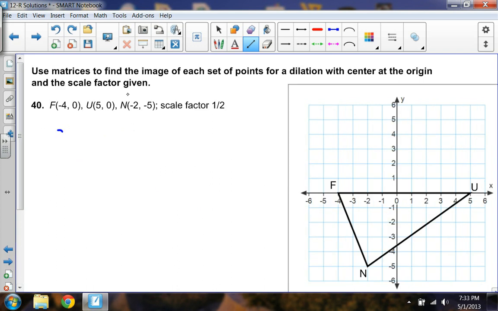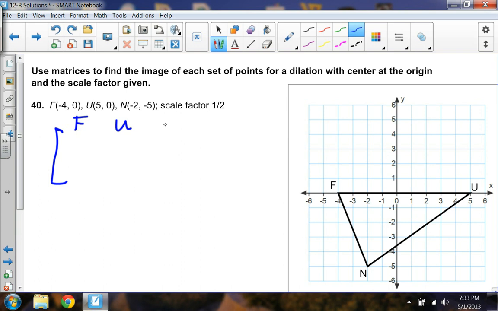And finally, the last problem here. Okay, I guess you don't want to erase. We have these 3 points on this triangle, which I drew. Looks like it says fun. So F, we want to use matrices to solve for this. So we have F, U, N. F's at -4, 0. U is at 5, 0. And N is at -2, -5.